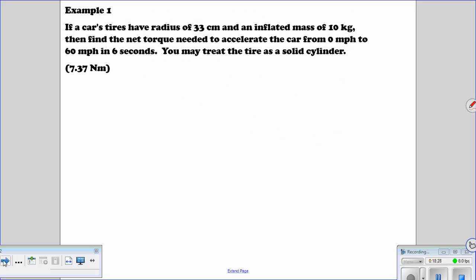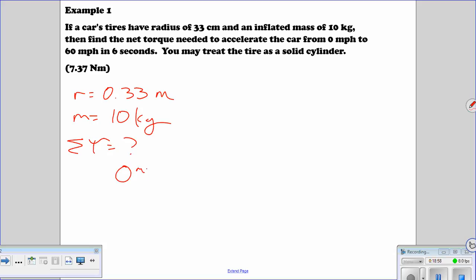Example number 1. It says if a car's tires have a radius of 33 centimeters, so I'm going to write down what I know, R equals 0.33 meters. Notice I converted my units. And a mass of 10 kilograms. Then find the net torque needed to accelerate the car. So we're looking for our net torque needed to accelerate the car from 0 miles an hour.